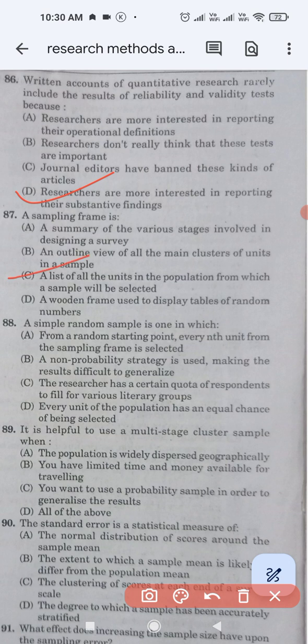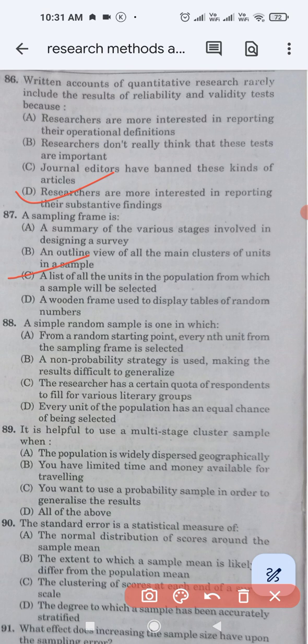Now question number 83. One of the preoccupations of quantitative researchers is with generalization, which is a sign of: option A, external validity; option B, internal reliability; option C, external reliability; and option D, internal validity. The correct answer of this question is option A, external validity. Option A is the correct answer.